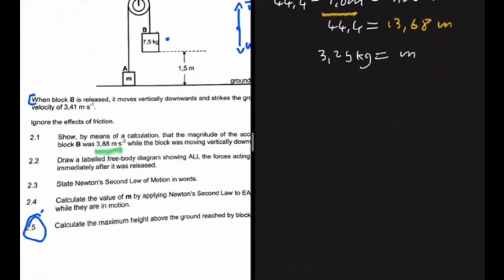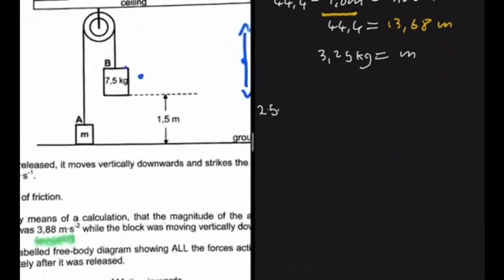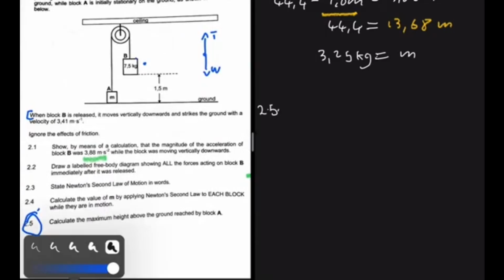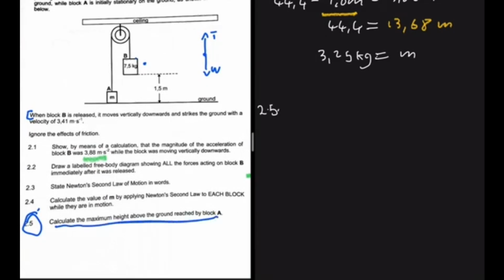And now 2.5, let's just do 2.5 real quick. So let me show you something. Let's calculate the maximum height above the ground reached by M.